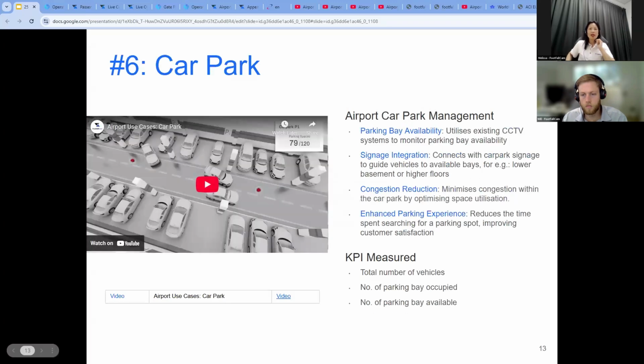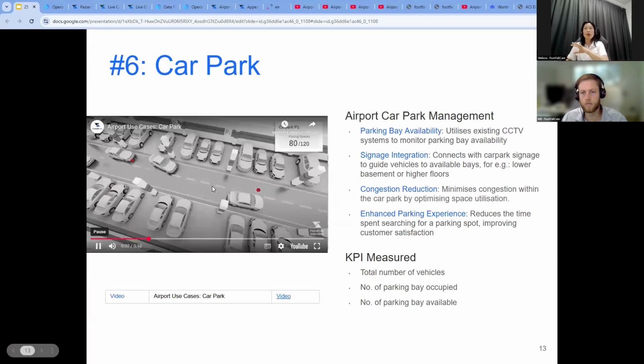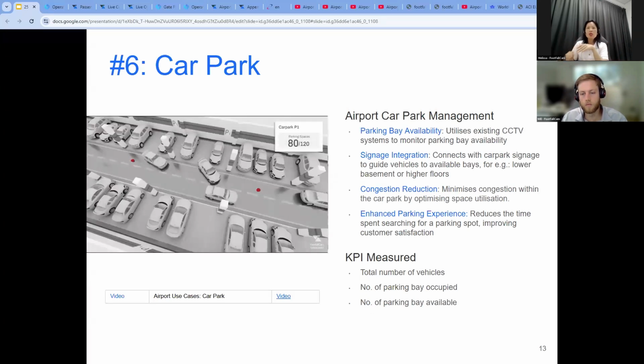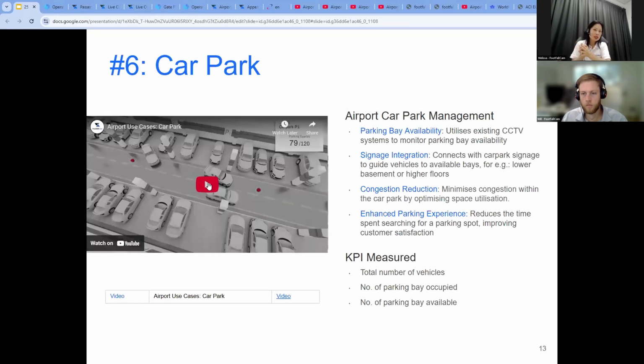Car park. We know the passenger journey doesn't begin at the terminal. It actually starts in the car park, or it ends in the car park. With FootfallCam, we can extend that visibility all the way to the parking facility, using your existing CCTV cameras to monitor individual bay occupancy in real time. So we count the cars. This data is also integrated with your digital signage system, helping drivers navigate to find an available parking space, whether on the upper floor or in the basement.